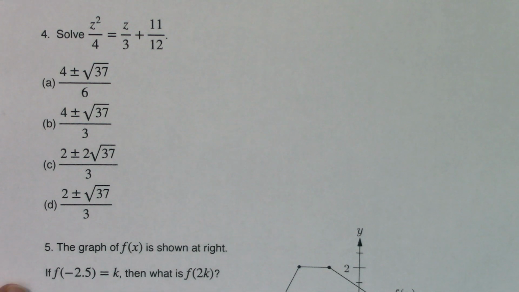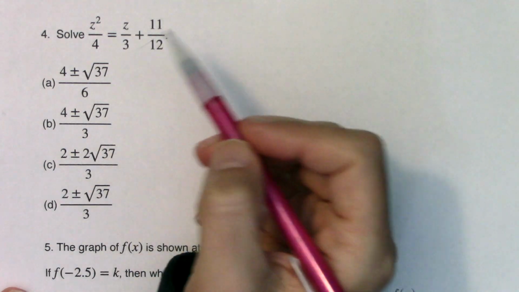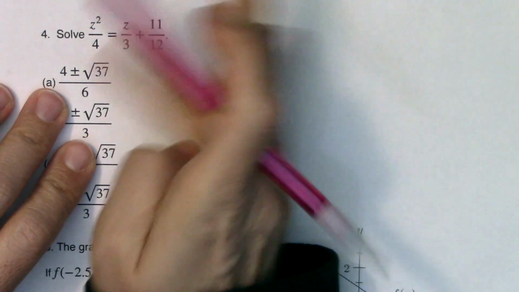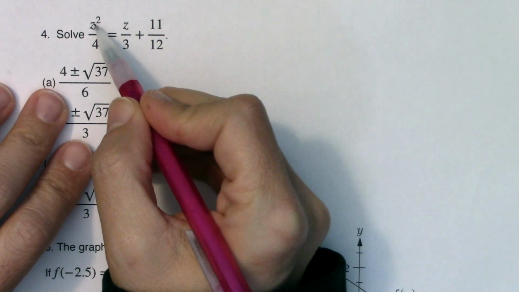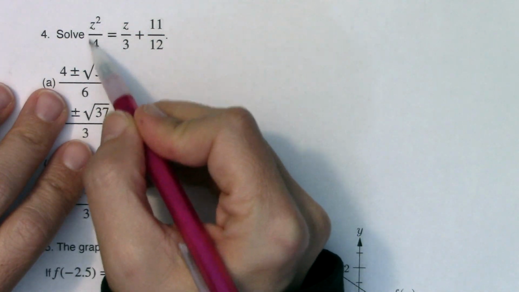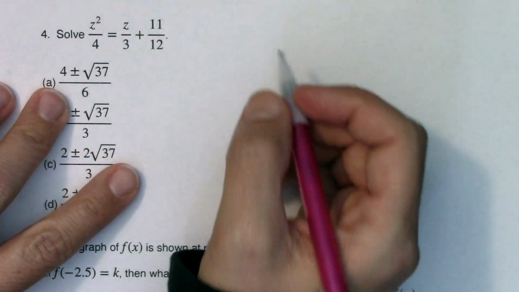Folks, welcome back. We're going to take a look at number 4 and we're going to solve this. And again, I've got some fractions here. I can see I've got a quadratic equation because I have a z squared term, but I'm going to do my best to get rid of those fractions.